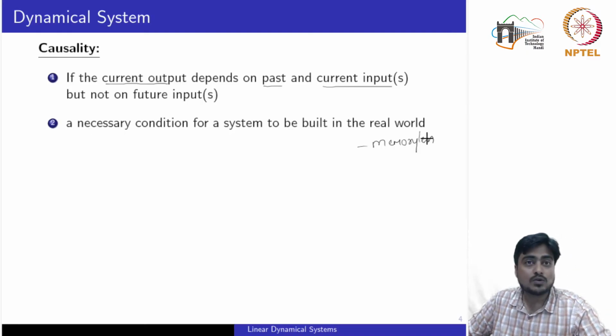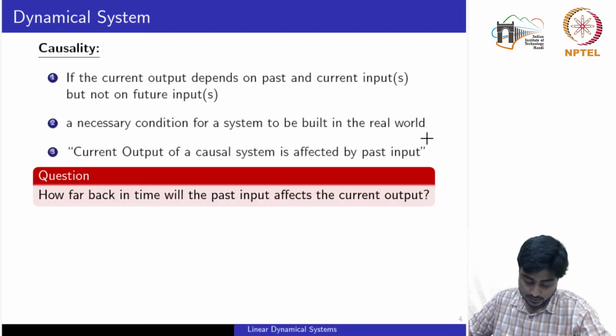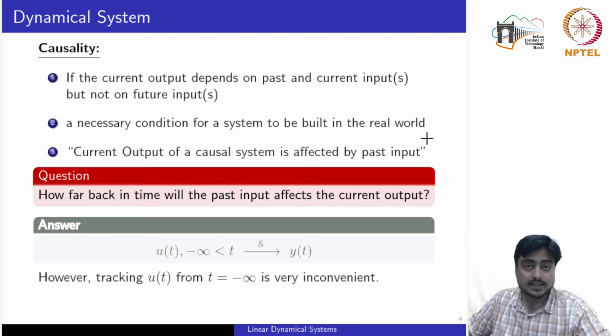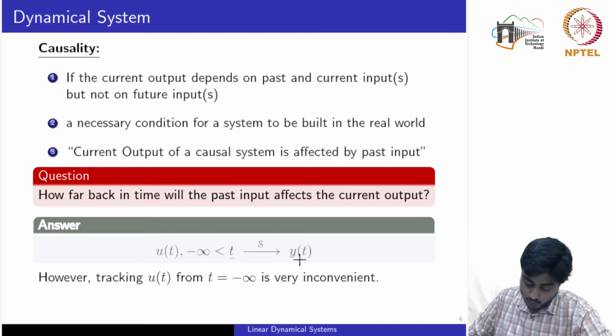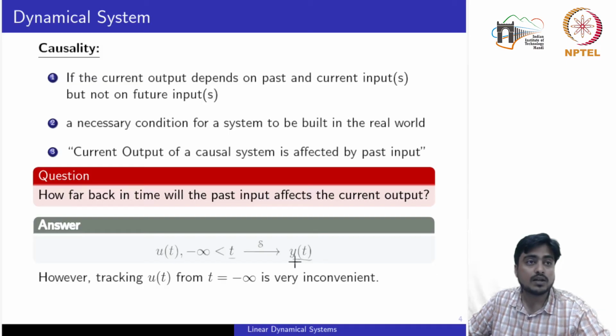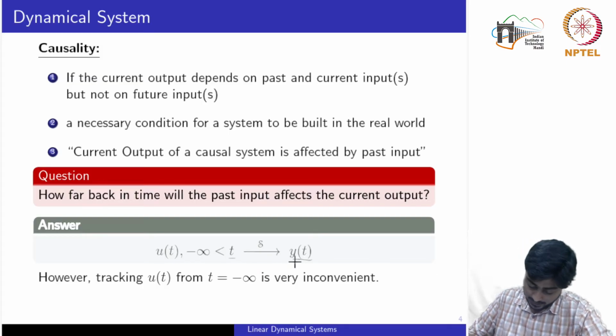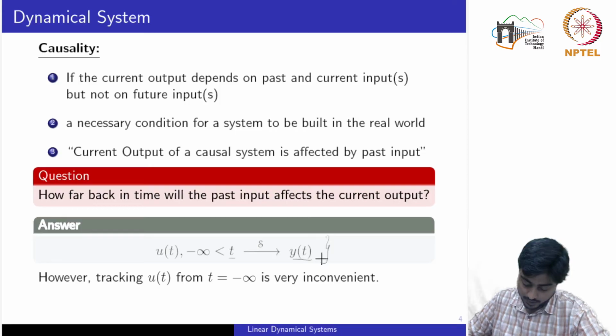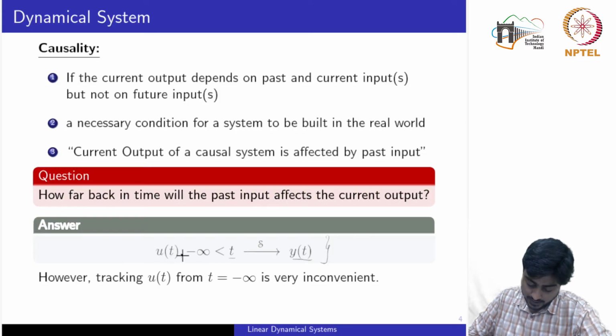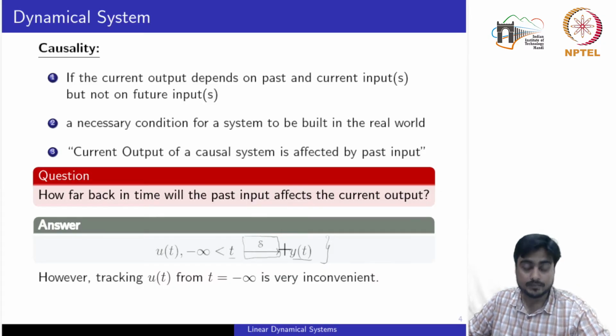Now if the current output depends on the past inputs, the question arises: how far back in time will the past input affect the current output? The answer to this question is that we need the entire history of the input, starting from minus infinity up to the current time t, to actually compute the output y at time t. Now this representation we would be using a number of times. This means that u of t is applied to a dynamical system which yields the output y of t.